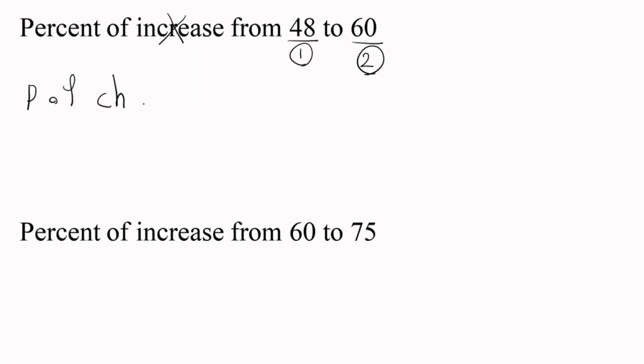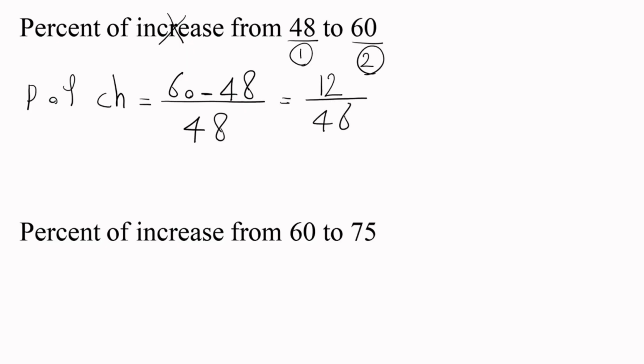P of CH is equal to the second number, which is 60, minus the first number, which is 48, divided by the original amount. Which one is the original amount? 48. If I do the subtraction, I'm going to have 12 over 48. Can I simplify it? Yes, of course, I can divide both of them by 12. If I divide this one by 12, I'm going to have 1. If I divide this one by 12, I'm going to have 4. I'm going to have 1 over 4.